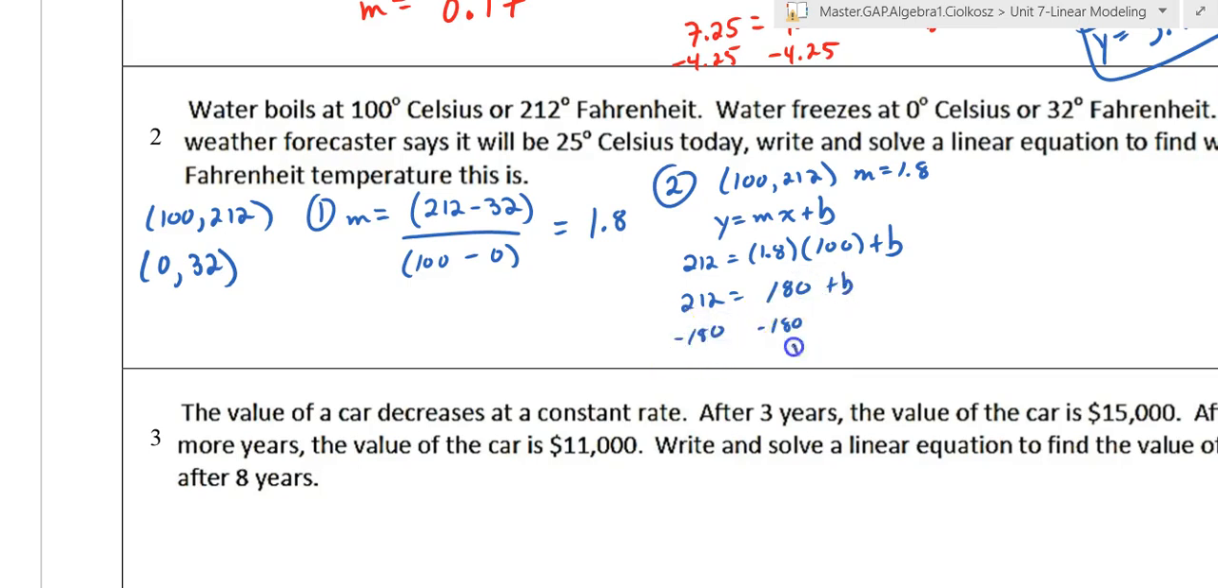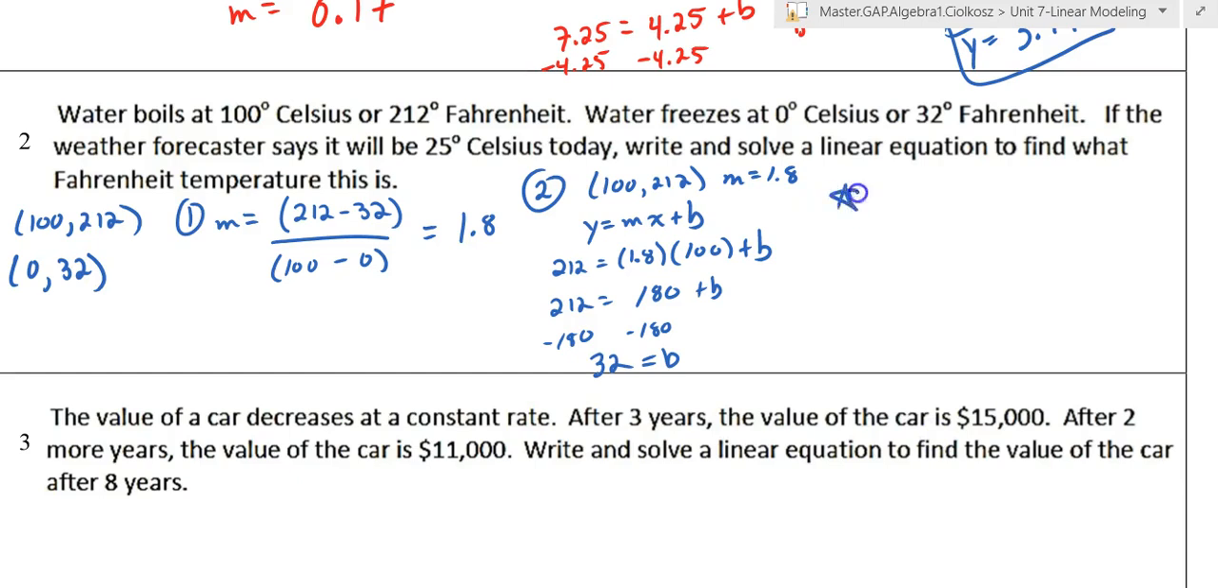And again, if you're feeling a little bit lost on solving these equations, the best place to go would be Unit 2. So now we've got our equation, y is equal to mx plus b.